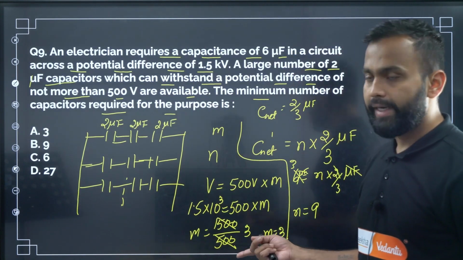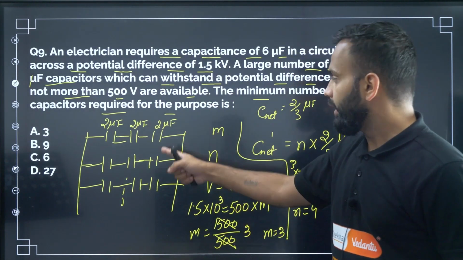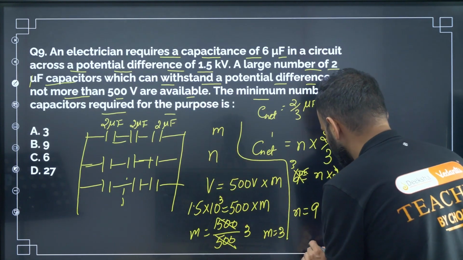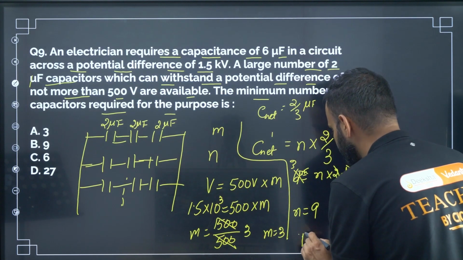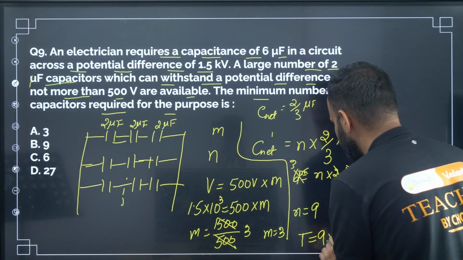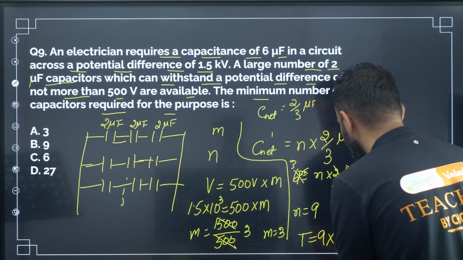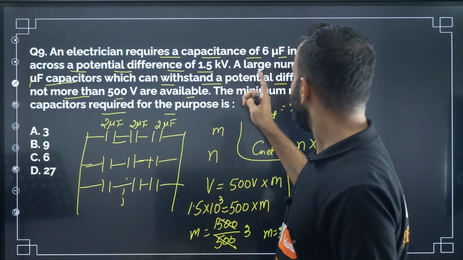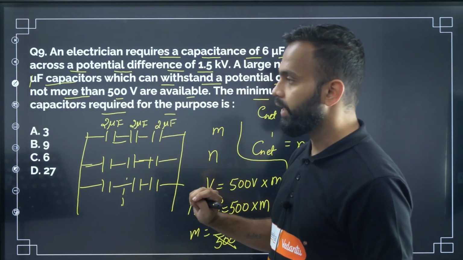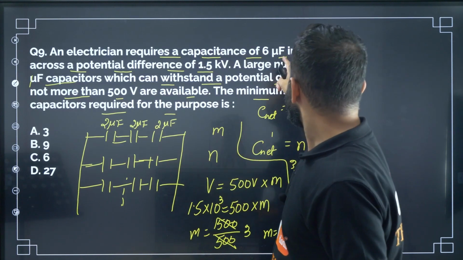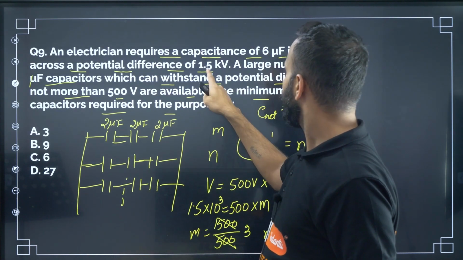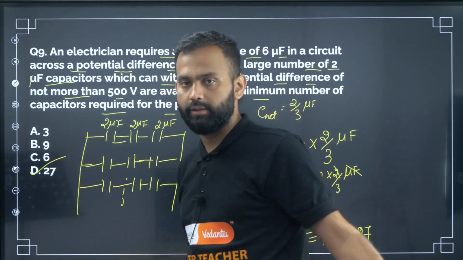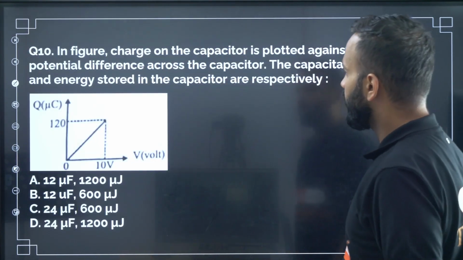Now we need to find how many capacitors are there. 9 rows, and in each row there are 3 capacitors. So the total capacitors T equal to 9 into 3, which is equal to 27. So he needs 27 capacitors of capacitance 2 microfarad to get a 6 microfarad capacitor that can withstand 1.5 kilovolt. So option D is the correct answer. Next question, question number 10.